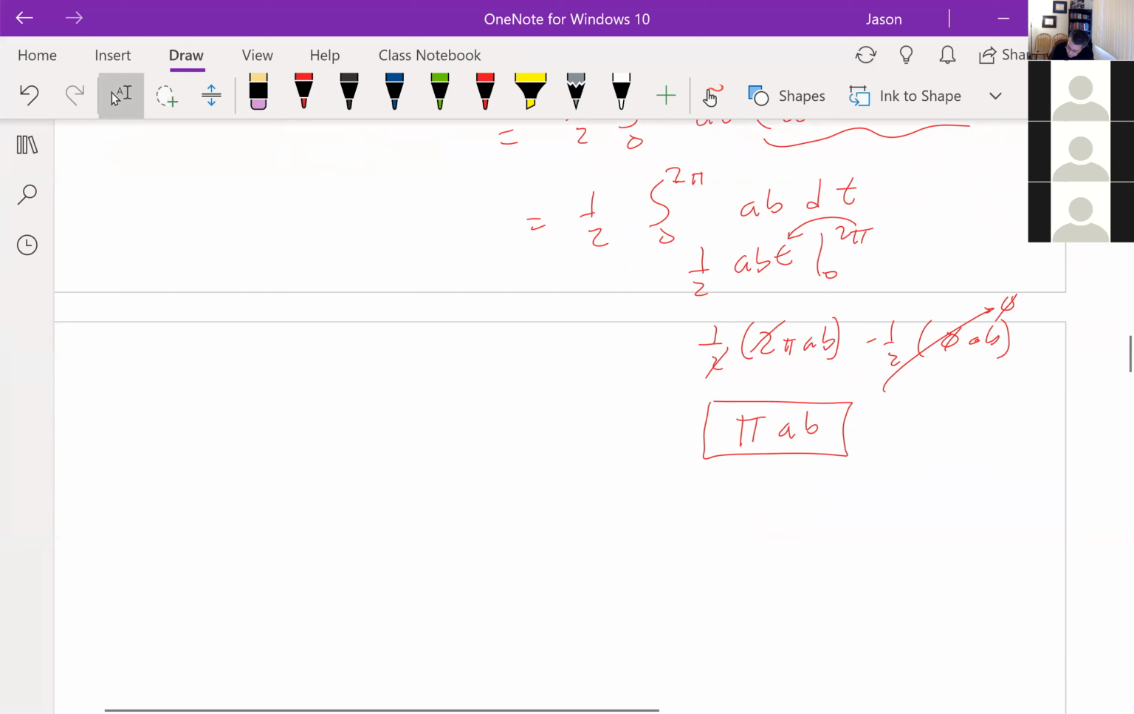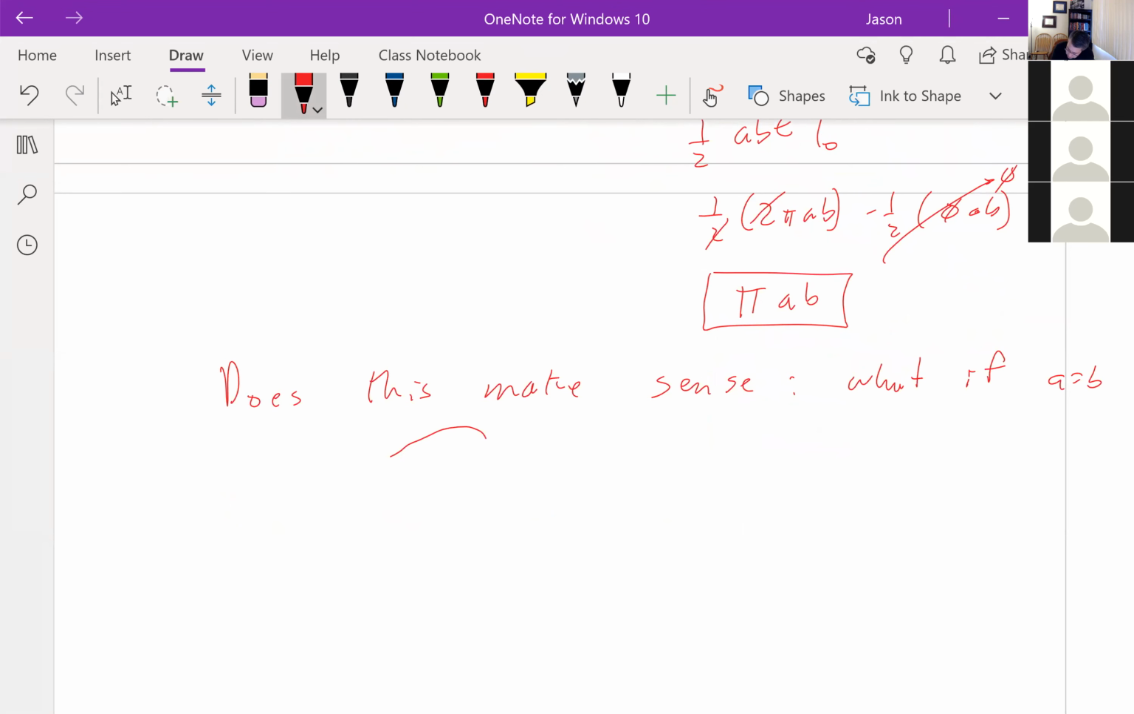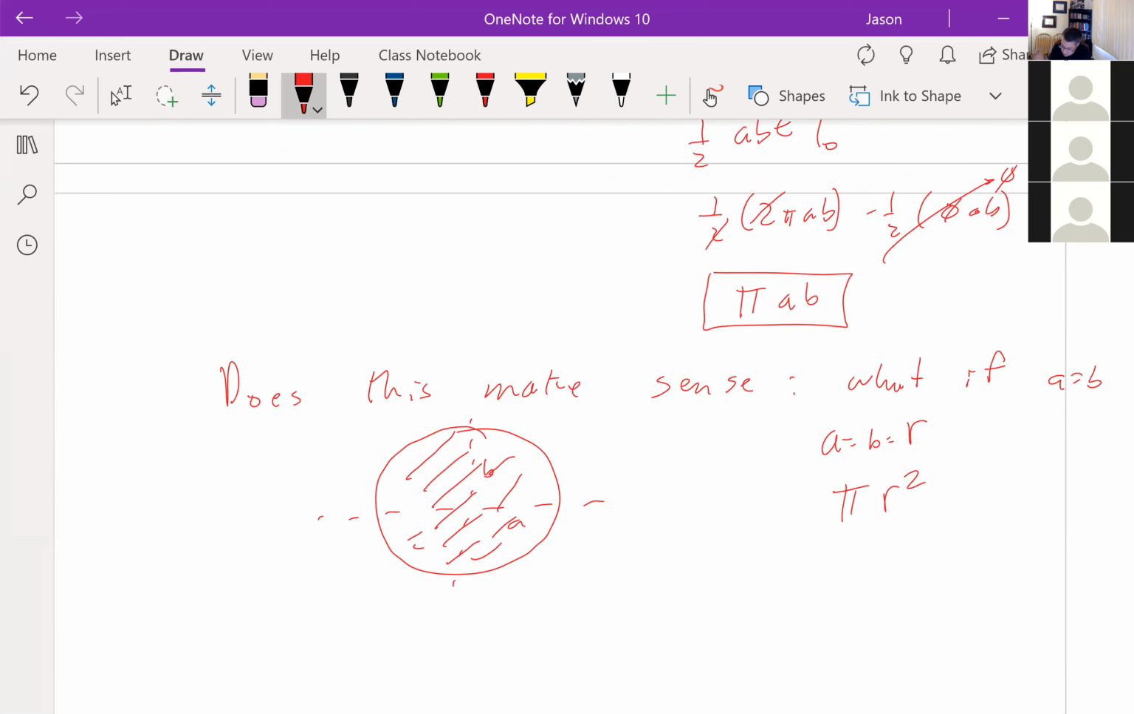Does this make sense? Well, what if A equals B? If A equals B, don't we have a circle? If A is equal to B, then we just call that R. And so what would be the area of my circle? Wouldn't it be pi R squared? Oh, yeah.